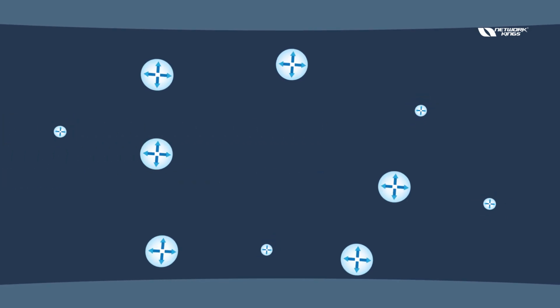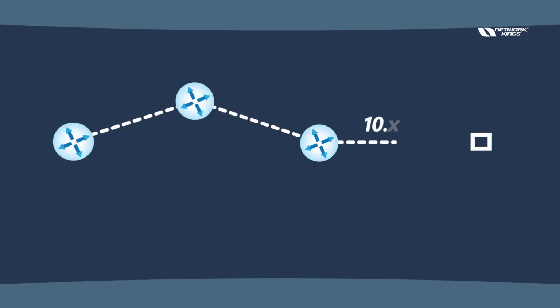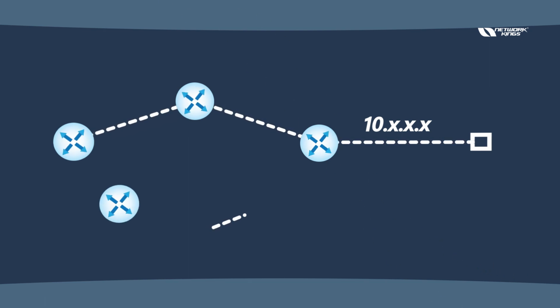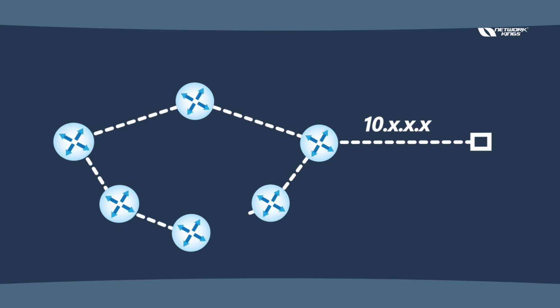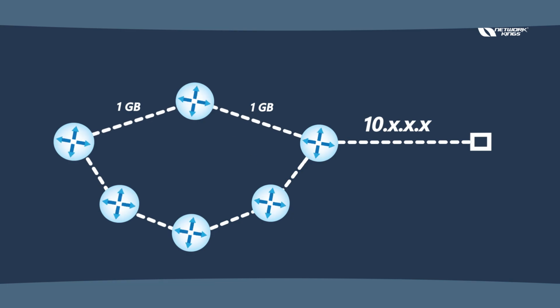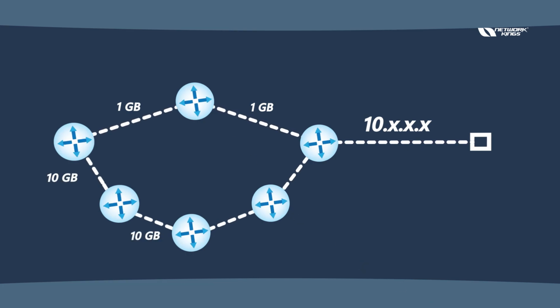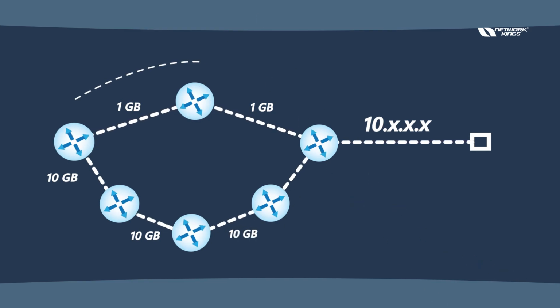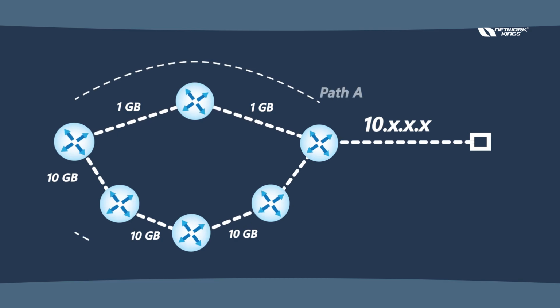Suppose this is one router, and this is my destination network, like 10.x.x.x, and there is another path. This is a 1 GB path. I'm talking about RIP right now. The links below are 10 GB. So tell me, if you are using RIP, which path will this router follow, path A or path B?